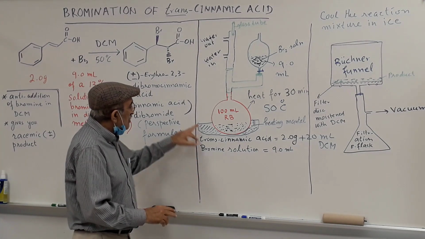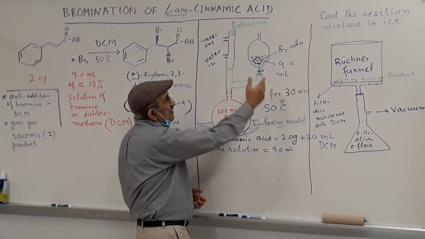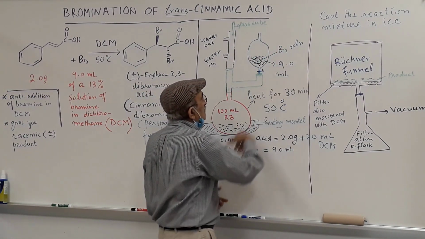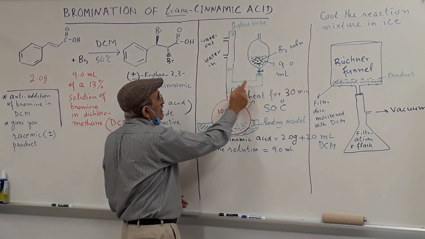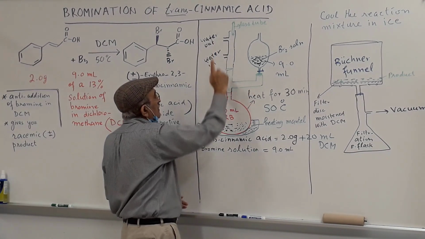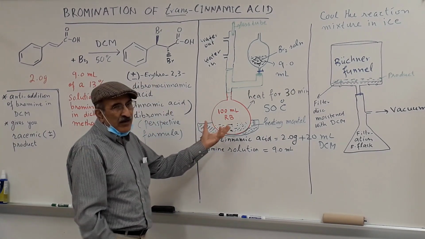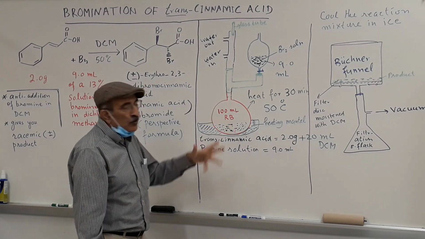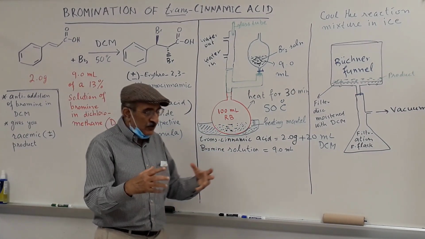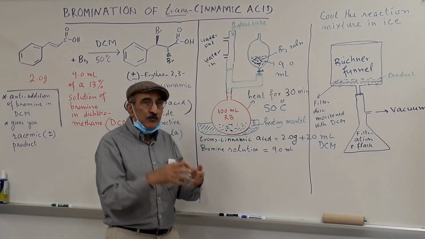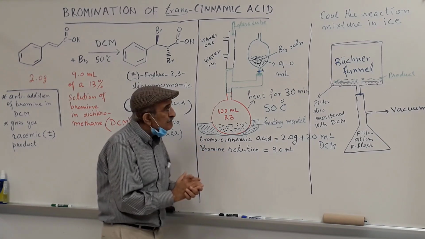All you gotta do is turn the heat off and disassemble the apparatus, remove the separatory funnel, remove the Claisen adapter and the condenser, and finally the flask. Okay, so it should be still a little bit warm. You cool it down in ice water mixture. The purpose of cooling down is to get more and more precipitate, because the white precipitate is your product.